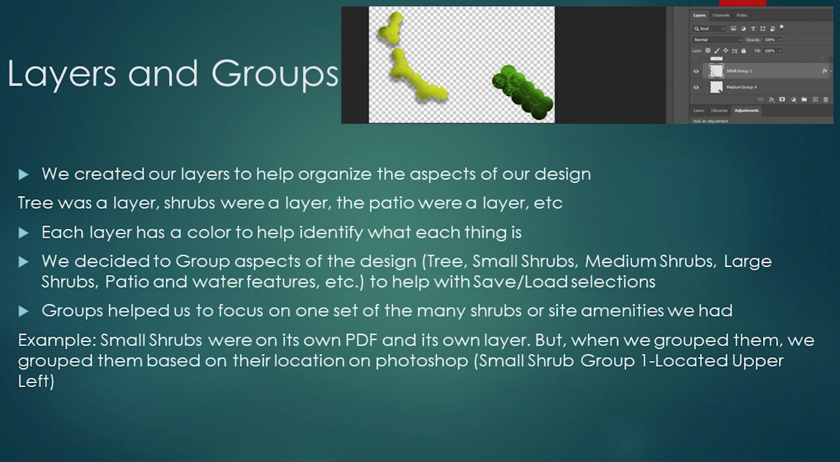Like our other projects, we had to create layers in order to organize our design. Each PDF was an original layer, and then by the end of our design, each of our groups were on their layers. Groups are what we clump certain aspects of our design into. So for example, the singular tree in our design had its own layer and group, and then we had our small shrubs on a separate layer that were broken down into 3 groups based on their location in our design. To clarify, we had small group 1 located in the upper left of our design, and so forth and so on for the others. This kept us organized, and grouping allowed for us to save load selections.